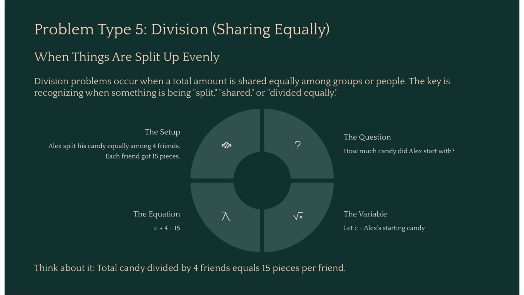Finally, a division problem. Alex split his candy C equally among 4 friends. Each friend got 15 pieces. How much candy did he start with? The total candy divided by 4 friends equals 15. The equation is the fraction C over 4 equals 15.